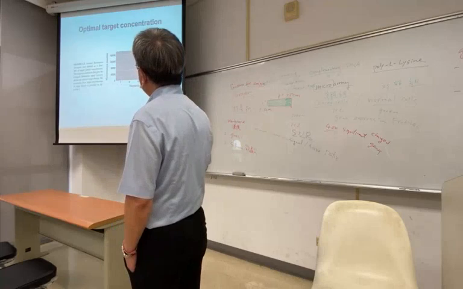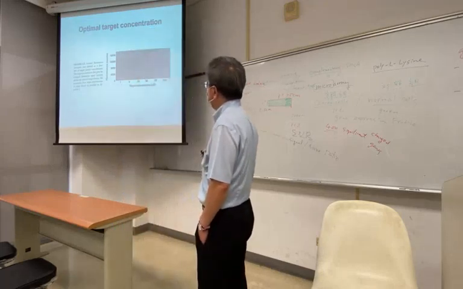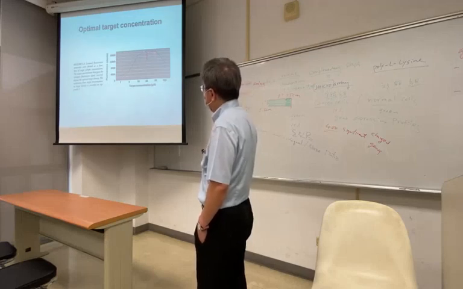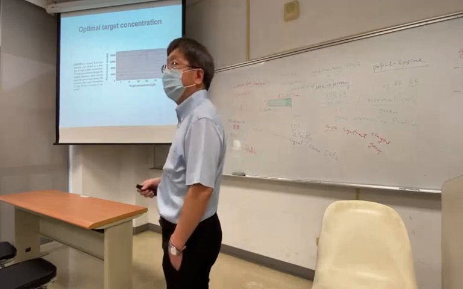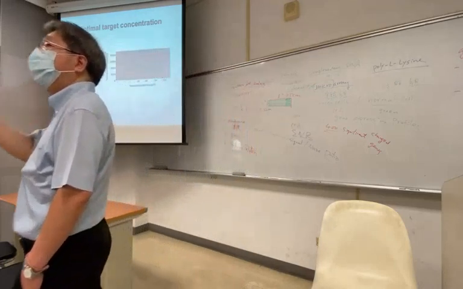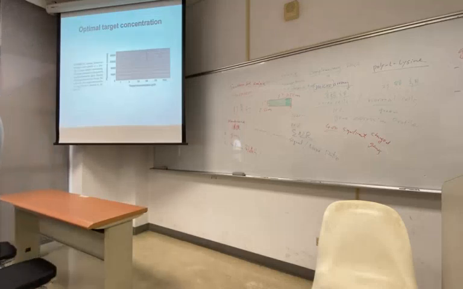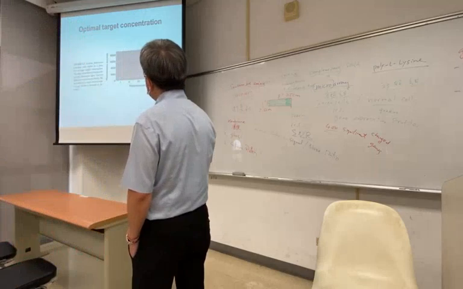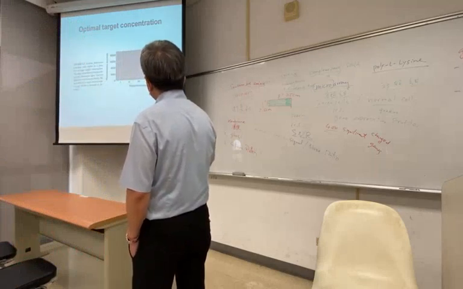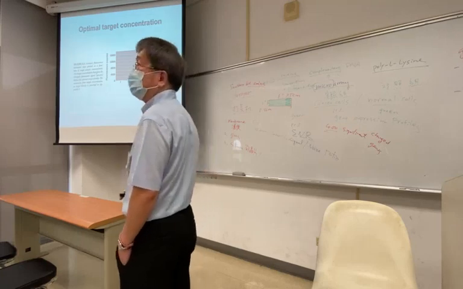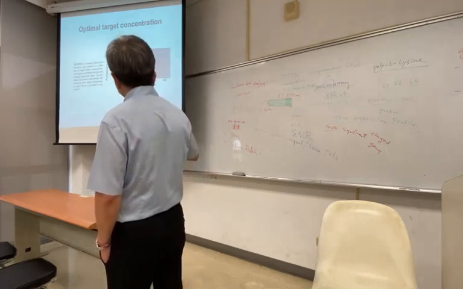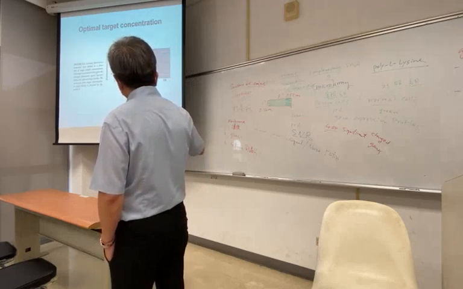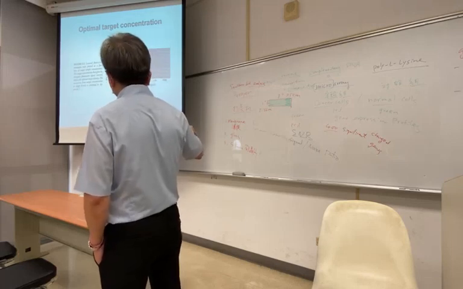So optimal target concentration. Like I said, you don't want to go too high. You don't want to go too low. You need to find the right concentration. If you go too high, see, this is the fluorescent signal. You will drop. And then too low. And then of course you have to make sure it's in the linear range. Okay.